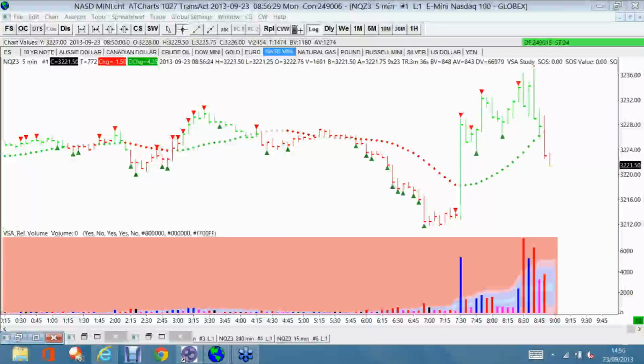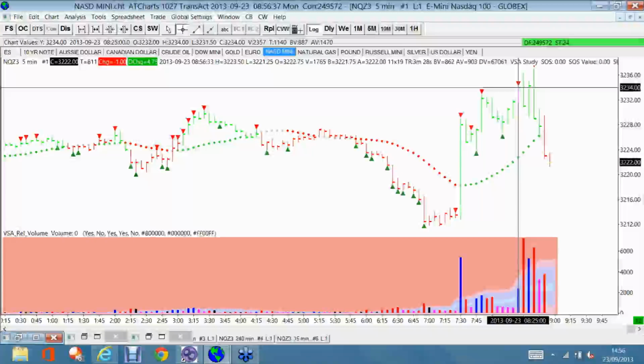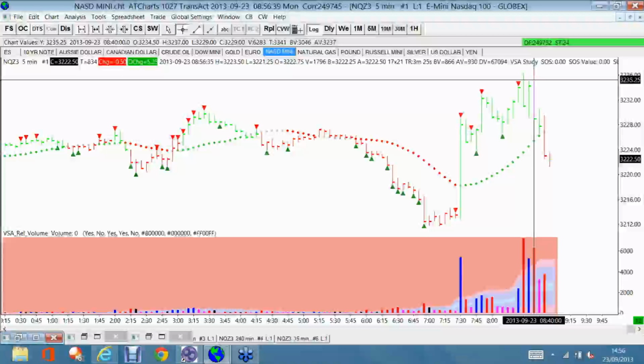Look, Charles, you can't ask for anything better than that. It's into fresh high ground, narrow spread, you can see. Then they upthrust it, and then you have another upthrust over here, look. That's a trap up move. That's what I call the gotcha bar.